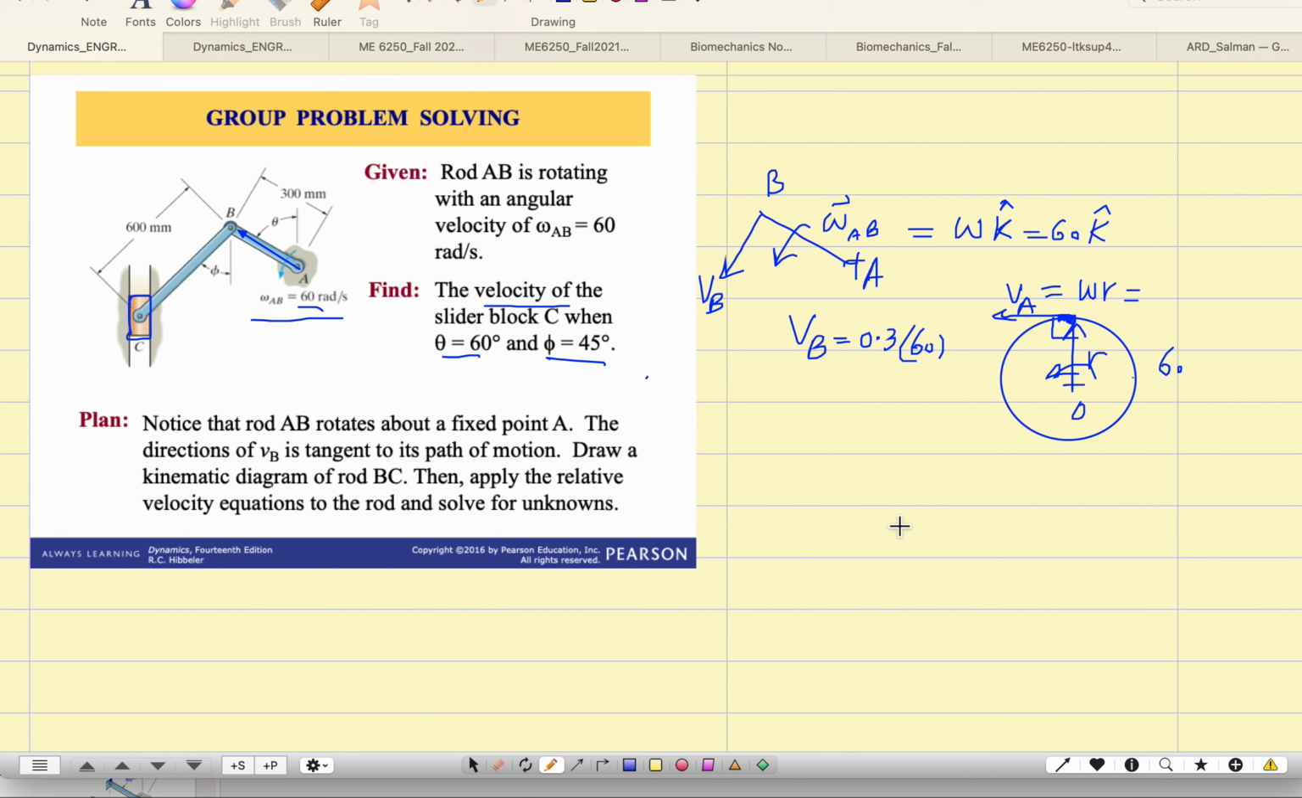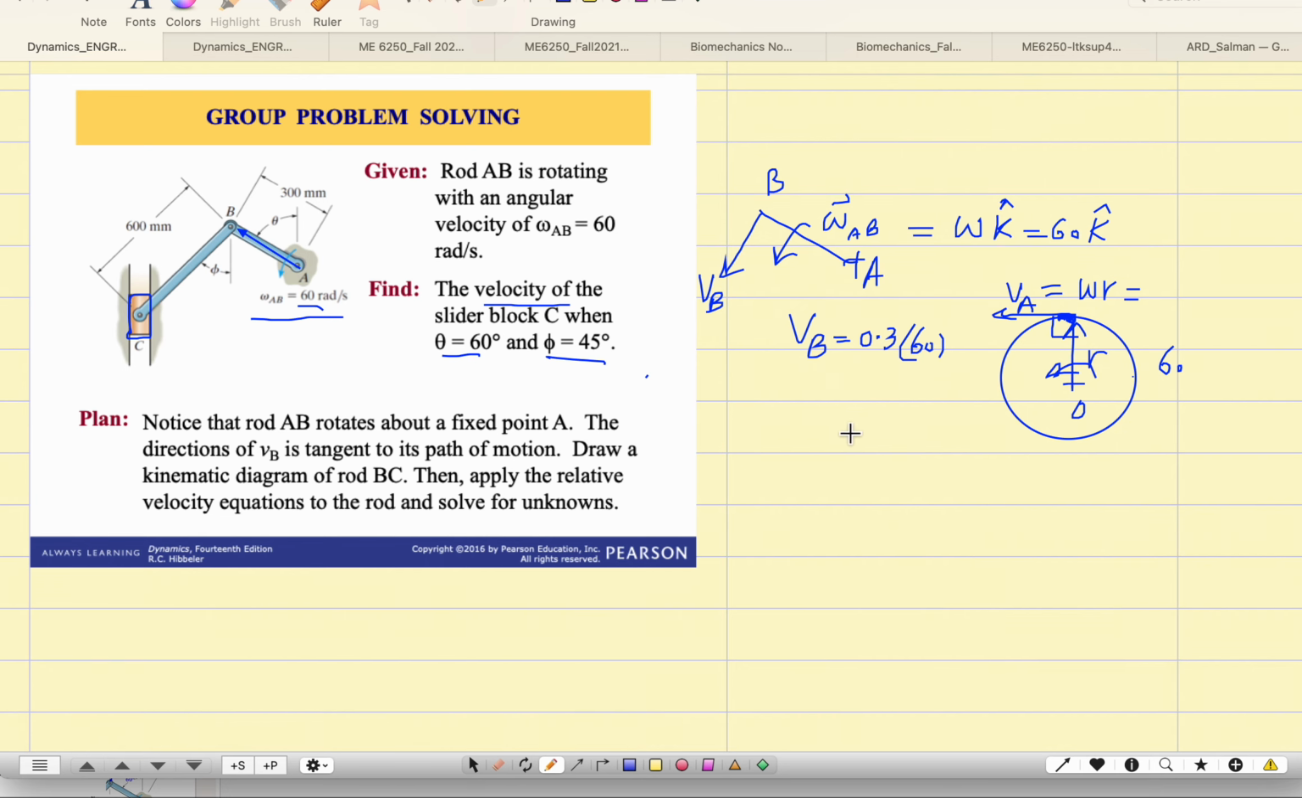18. So this is 18. And if I write down the vectorial form, 18k. Now let's go to the next part. If I go to the next part, what is the radius? Let me show you.